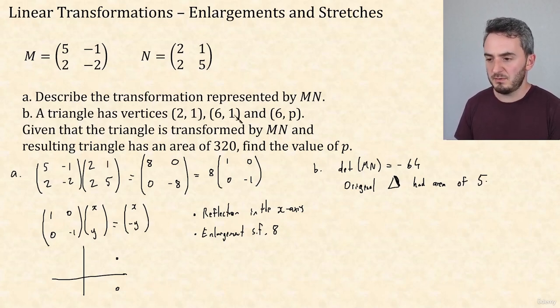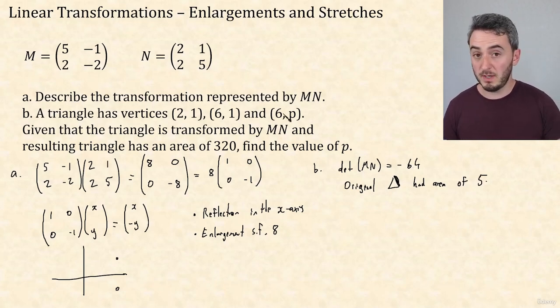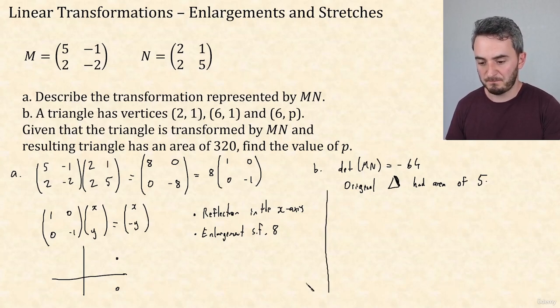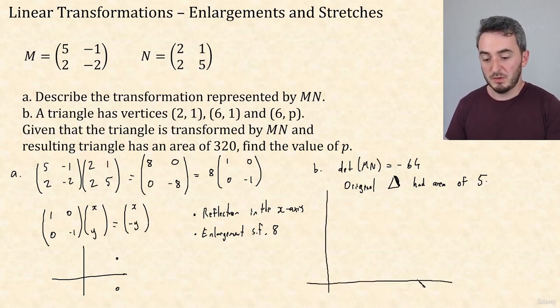So if these 3 points formed a triangle with an area of 5, can I figure out what p is? Well, I can, and a useful thing to do is just plot this out. So take a look at this. (2, 1), so 2 along and 1 up can go here. (6, 1), 6 along and 1 up can go here. And 6 along and p up, well, that is somewhere up here.